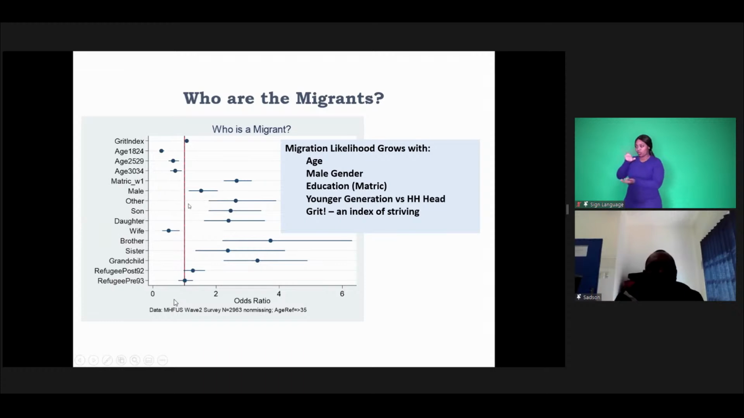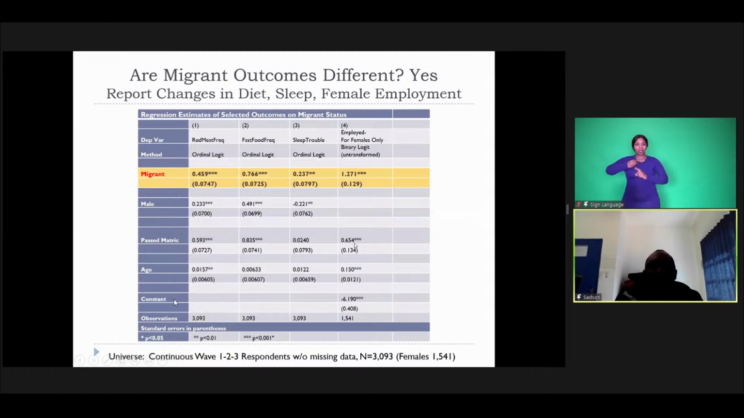Thank you. Then again, the likelihood of migration is higher with age, among males, with education, and among the younger generation. Also here, it shows that when people migrate, preference is higher for those compared to non-migrants. They use more red meat and fast food, and they have sleep problems after they migrate. And it also shows that employment for females was higher compared to their male counterparts.